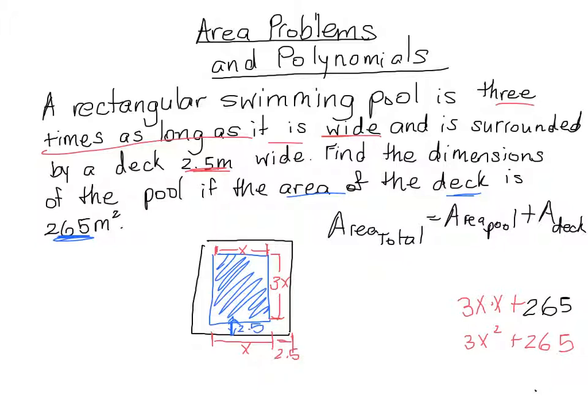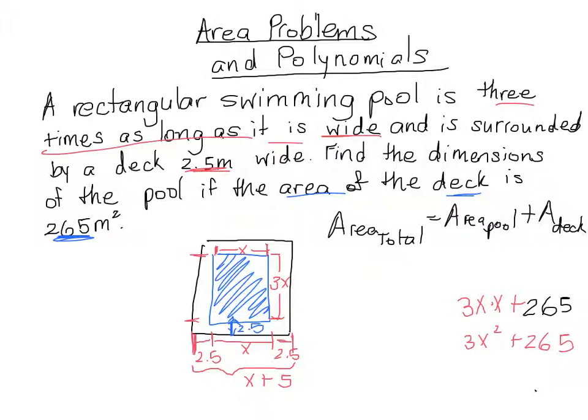Now the walkway extends on the other side as well, so from here to here is also 2.5. So that entire thing here is x plus 2.5 plus 2.5, and that gives you x plus overall 5. Now we can go ahead and do the same thing for the length.